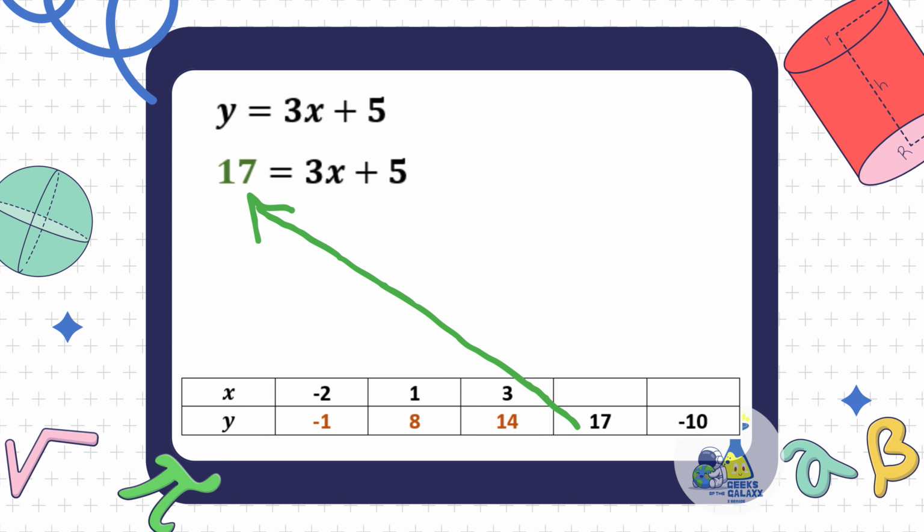You'll see that we now have an output, or a y value, instead of an x value. The basic principle still stays the same, and we're going to substitute the 17, which is the value that we do have. This time we're substituting it for the y. The algebraic equation we now have is 17 equals 3x plus 5. Just like we did in the first video, we need to get x alone on one side of the equation so that we can find its value.